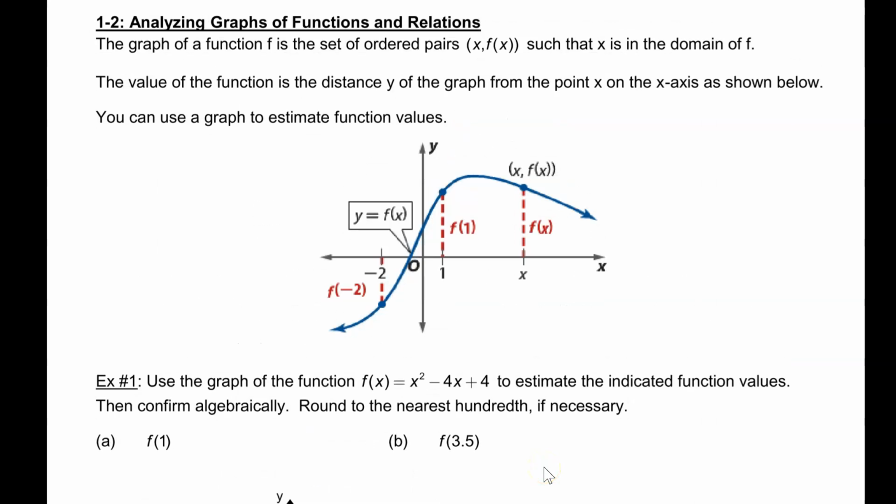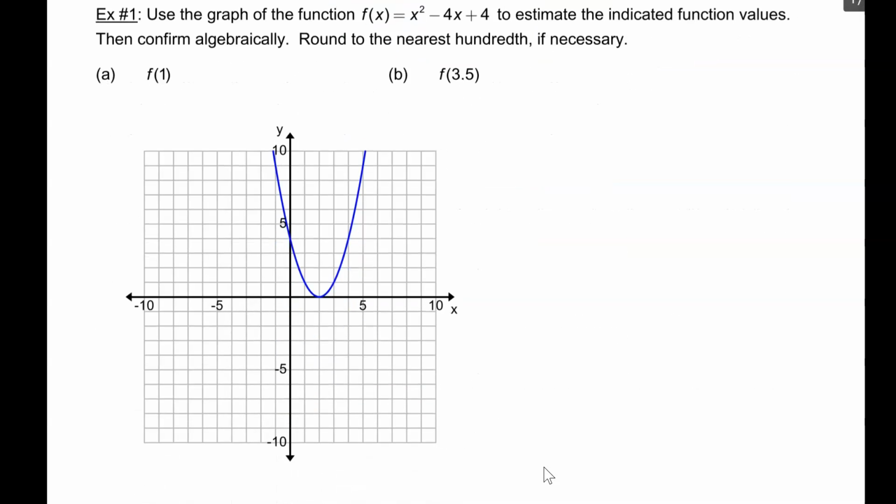Alright, here's a screencast for 1.2, analyzing graphs of functions and relations. So the graph of a function is a set of the ordered pairs, so that x is in the domain of f. So x corresponds to domain, and f of x is the range, because f of x is the y value. So the value of the function is the distance y of the graph from the point x on the x-axis shown below. So you can use the graph to estimate function values, and you've been doing this already.